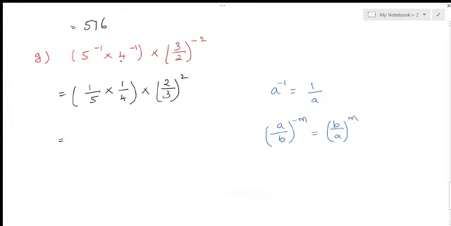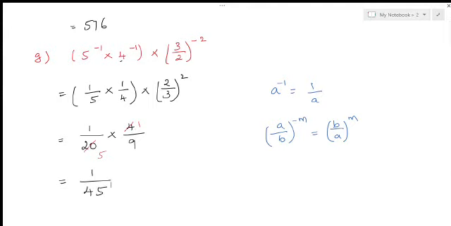So when you multiply numerator into numerator divided by denominator into denominator, it is 1 into 1 divided by 5 into 4, 20. This is equal to 2 square is 4 by 3 square is 9. So here I am going to cancel: 4 ones are 4, 4 fives are 20. This is equal to 1 into 1 is 1 divided by 5 nines are 45.